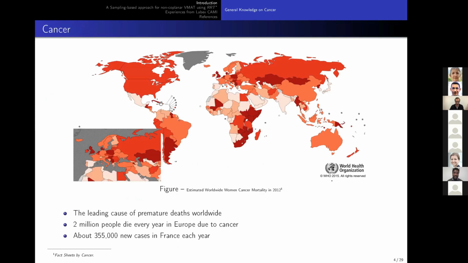Generally, cancer is a leading cause of premature deaths today. About 2 million people die every year in Europe due to this. We have about 255,000 cases in France. On this image, we have the map of cancer incidence all over the world, and we can see that it's a global problem. Countries with more red color have more incidents.